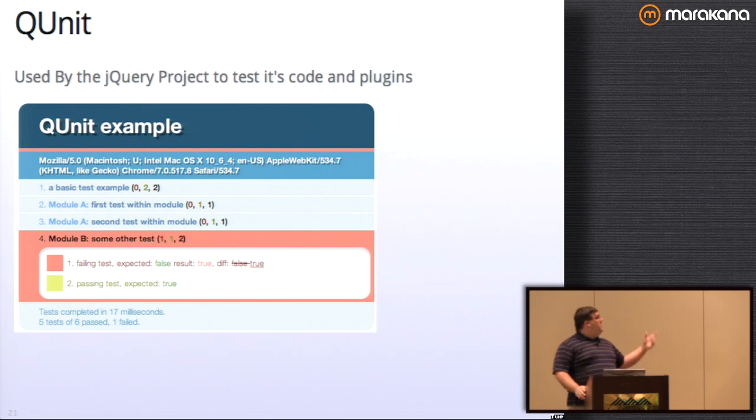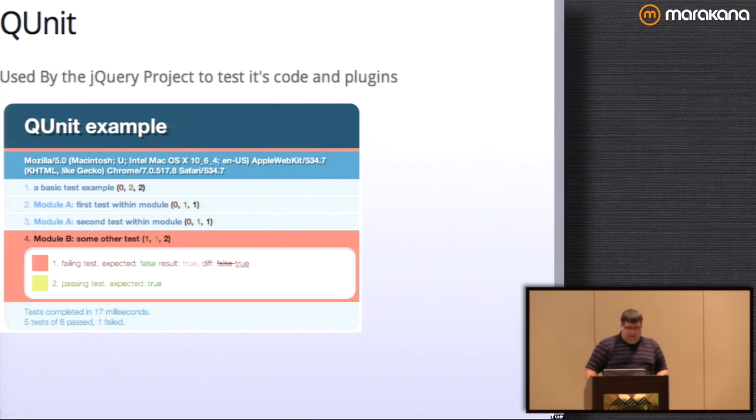And so this is an example of the output. QUnit actually runs in the browser. All you do is inject a few lines there, and you can run that. We'll go through some examples, but this is basic output showing a failing test, with the various assertions that you have.